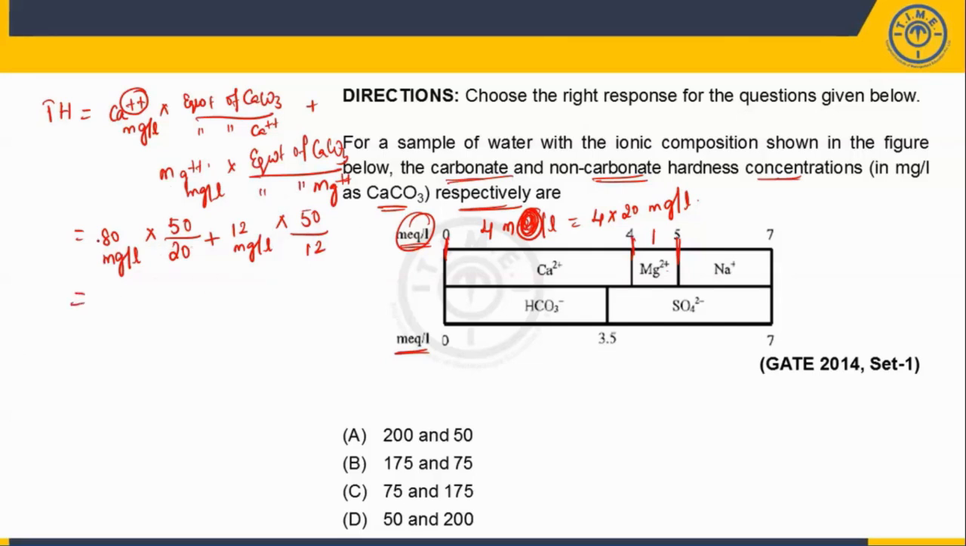So how much is it then? 4 into 50 is 200 plus 50. It's 250 mg per liter as CaCO3. Am I right? Yes, sir. 250 mg per liter as CaCO3.